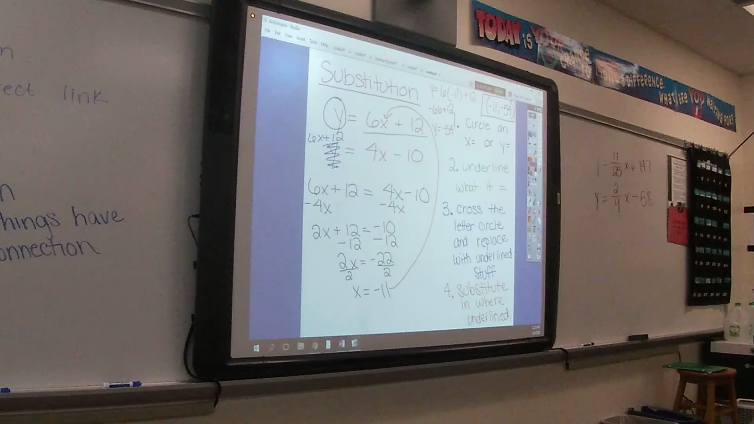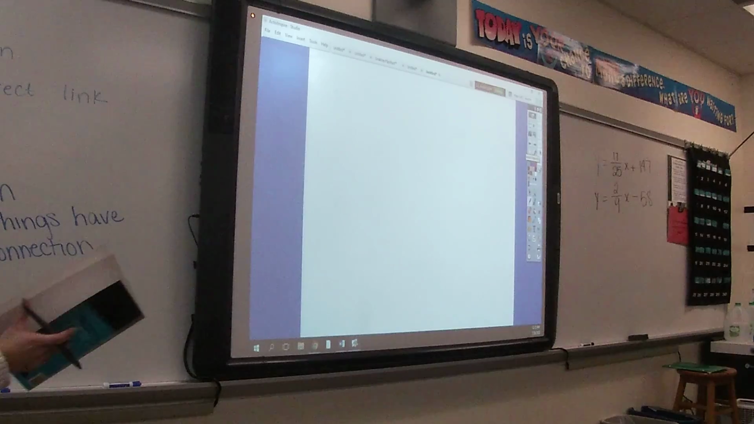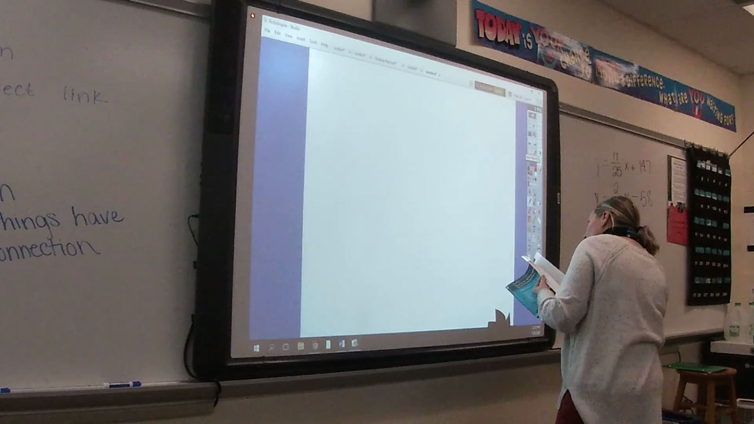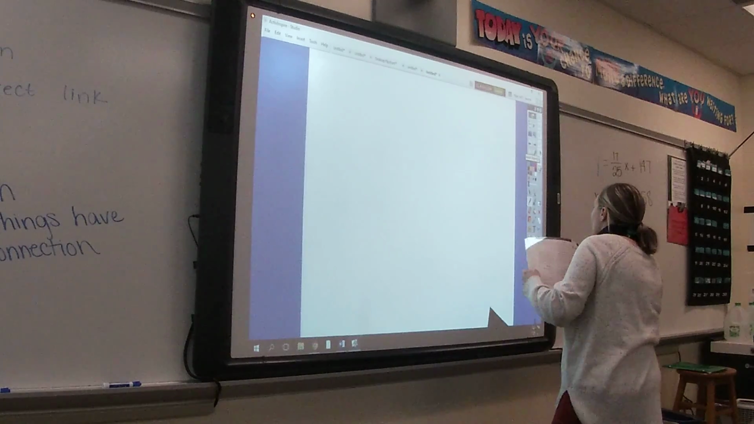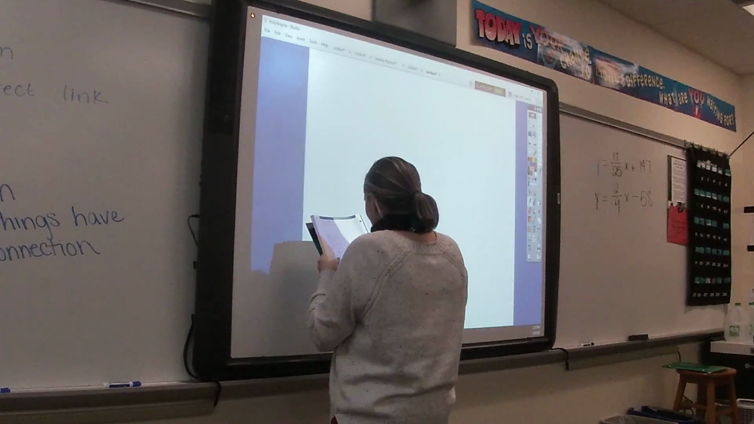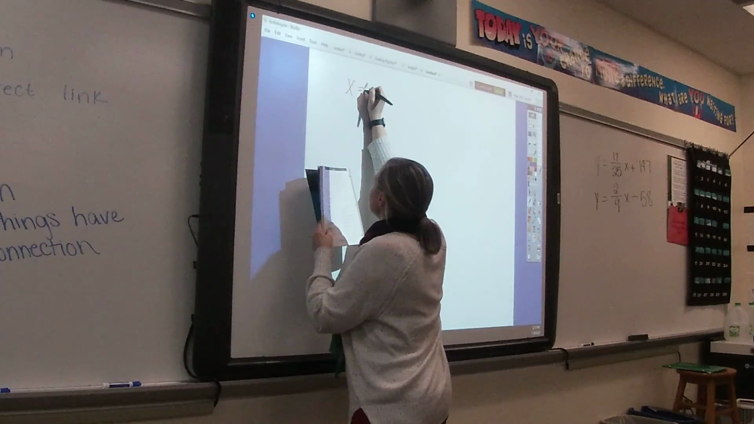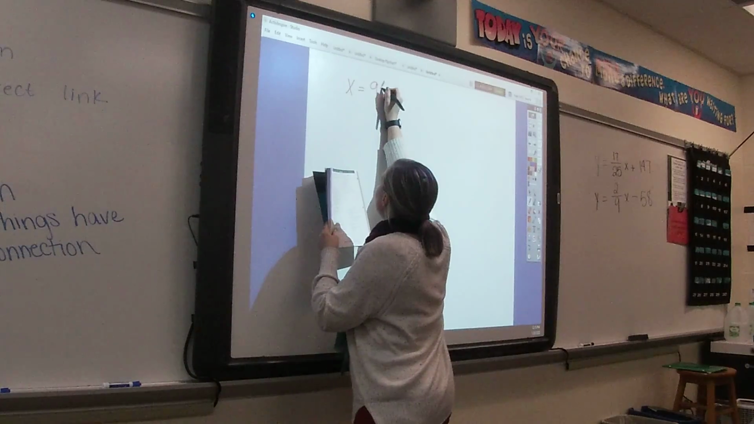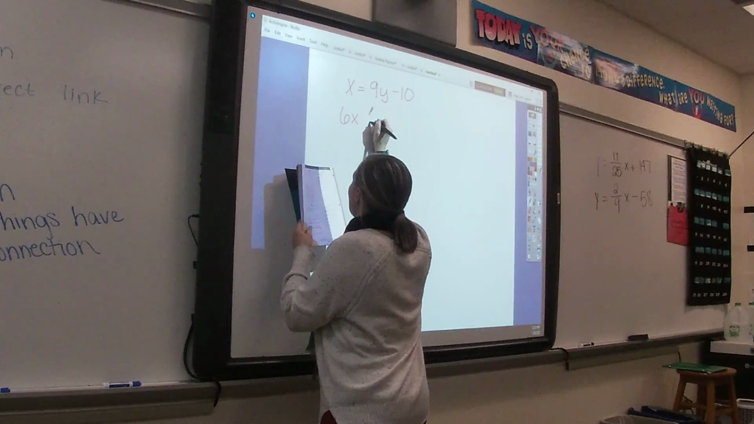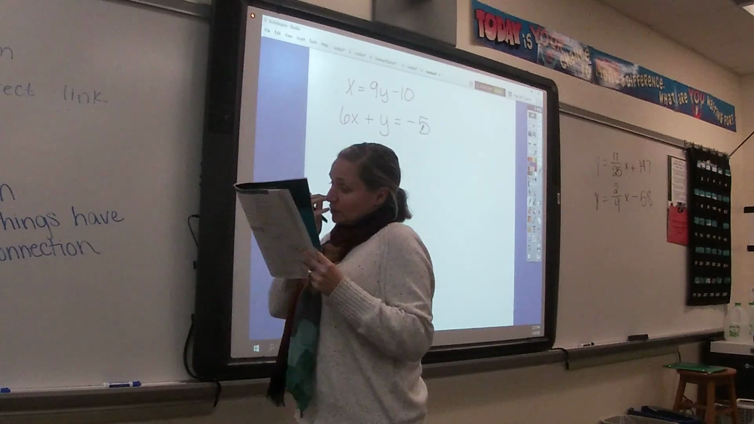I want to look at one more with substitution. As they start to get more complex than this, I have to look. I can't just make them all up. So here we go. How about x equals 9y minus 10 and 6x plus y equals negative 5.